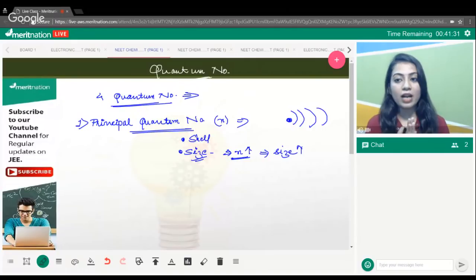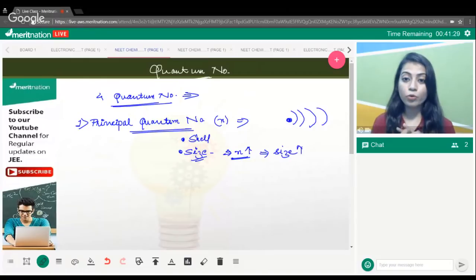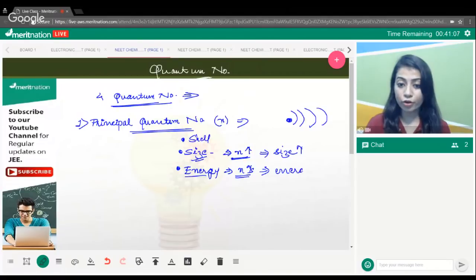Savan, as you're asking why we need quantum numbers, we need quantum numbers to locate the electron, to tell where the electron is present, its address in the entire atom. All right. Then the third thing that it tells us about is energy. If n, the principal quantum number, increases, then the energy of the electron also increases.